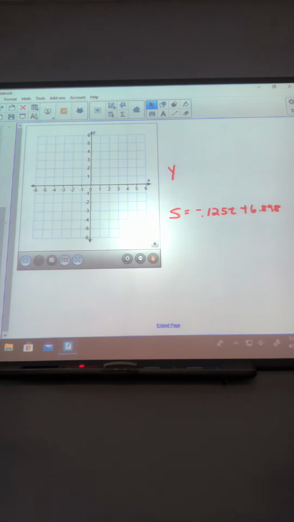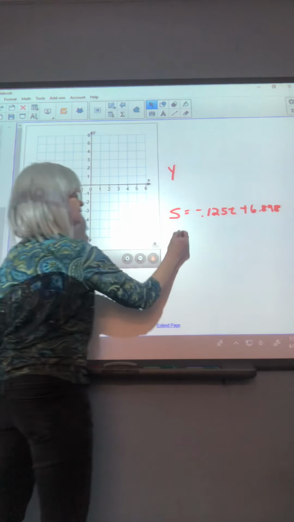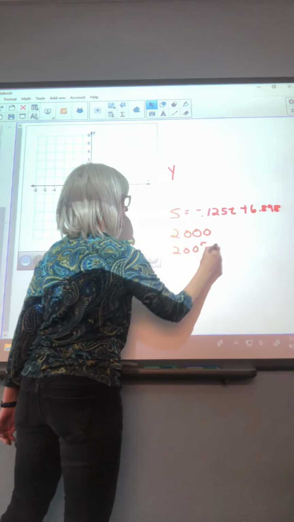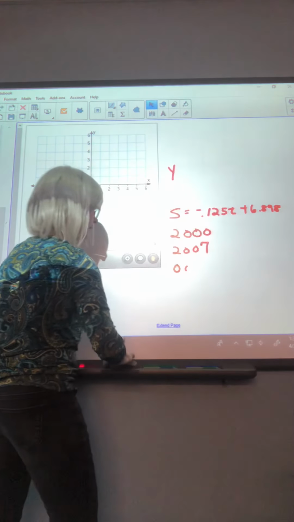The first thing they ask for us to do is find the number of sheep and lambs in 2000 and 2007 and 2012. So 2000, 2007, and 2012.